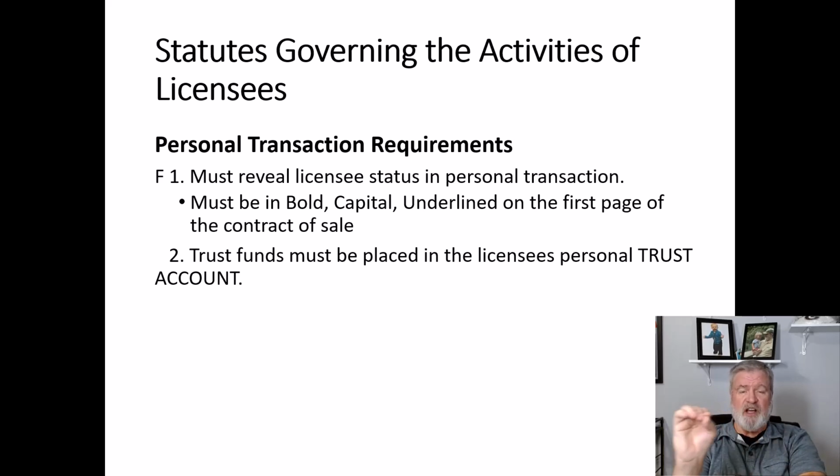Now, obviously, it must state in the contract that the buyer, for example, if you're buying a house, is a licensed real estate agent in the state of South Carolina. That must be there. But then notice it says that statement must be in all bold, all capital letters, underlined, and it must be on the first page of the contract of sale. That's very specific. So you can't just put it anywhere in the contract. It must be on the first page of the contract of sale, all capital letters, underlined, and in bold.